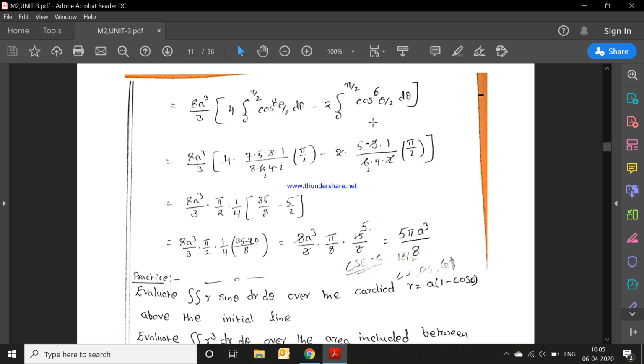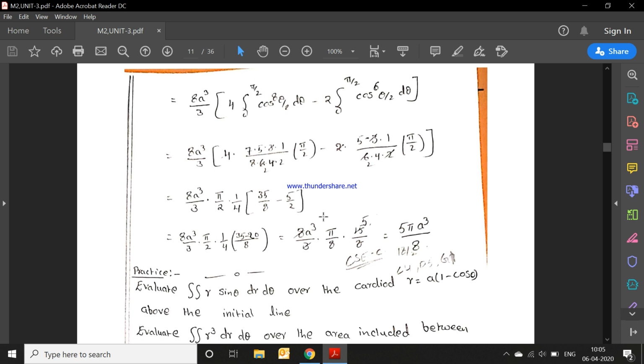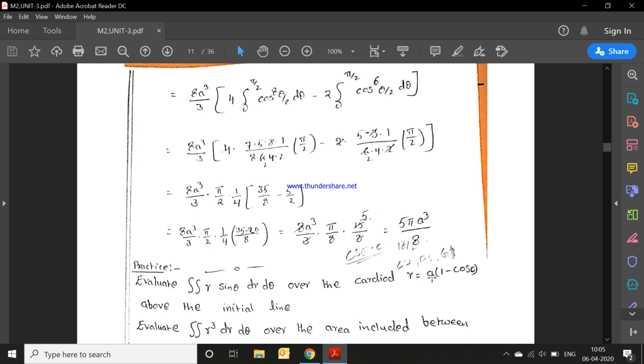Next one is power 6. It is also an even number, so n minus 1 is 5, n minus 3 is 3, n minus 5 is 1, over n is 6, n minus 2 is 4, n minus 4 is 2 into pi by 2. After simplifying that, we are getting 5 pi a cube by 8.